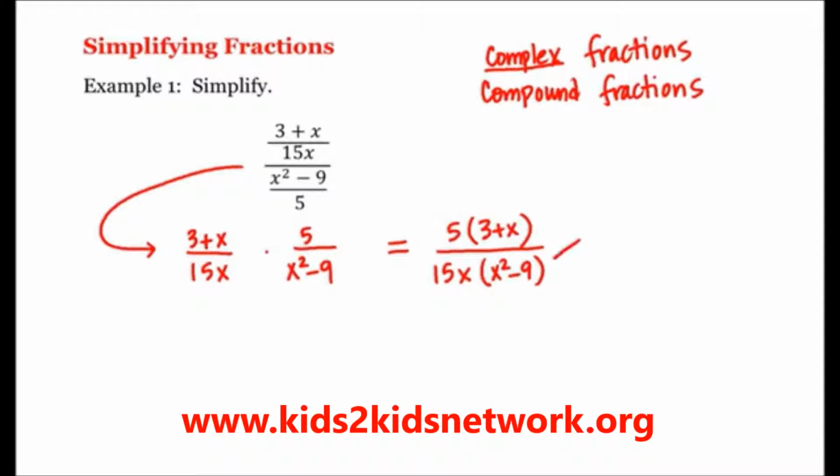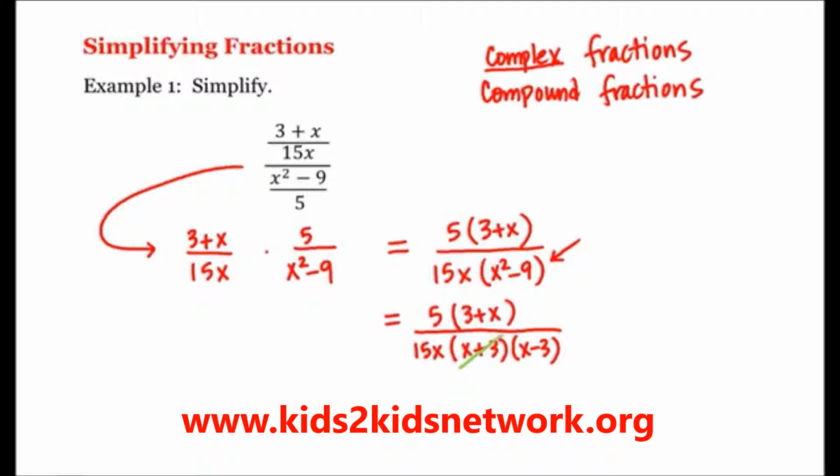And now this x squared minus 9 will factor. It's a difference of two squares, which gives us 5 times (3 plus x) divided by 15x times, and this factors into (x plus 3) times (x minus 3).